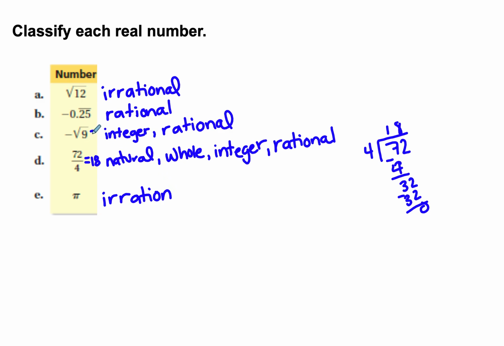Probably should have written for this one what the value was. I talked about it, but I didn't actually write it out. That negative value of the square root of 9 is negative 3. That's how I knew how to categorize it.